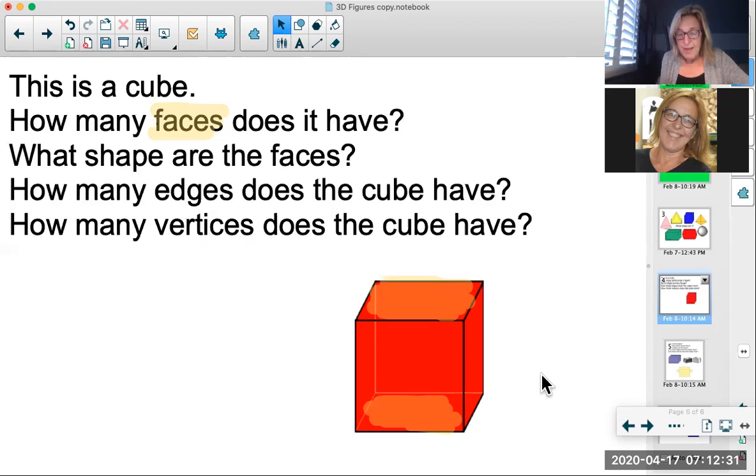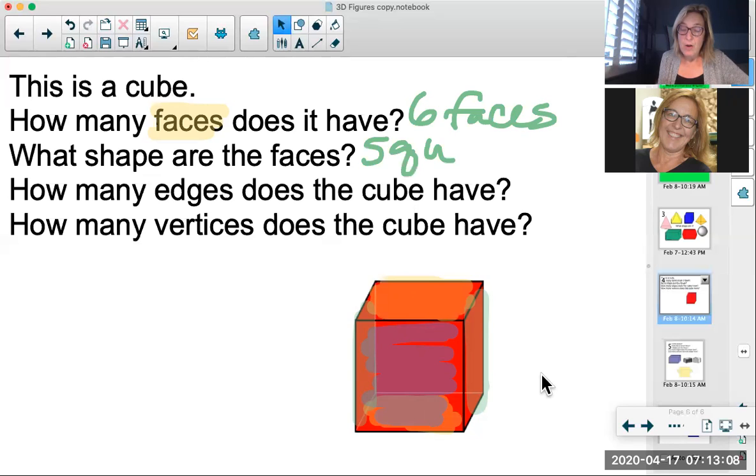Then this front face is the one facing us, and it has a parallel side on the opposite side that again we can't really see. So that's two more faces. And then there's this side face that has a parallel side across from it. So that's three sets of opposite parallel faces. All together, that gives us six faces. The shape of the faces in this particular cube, they are all squares.